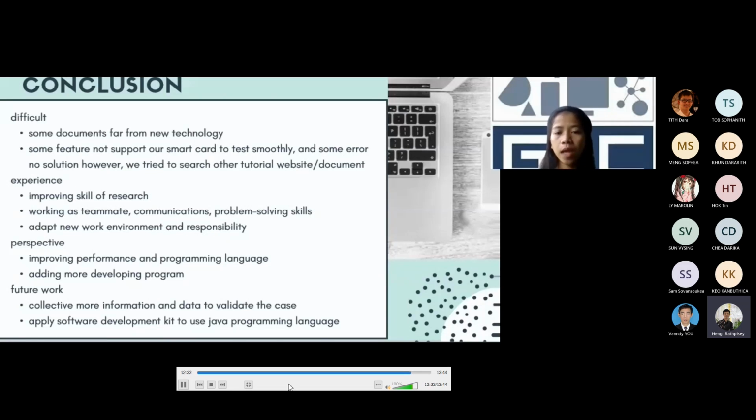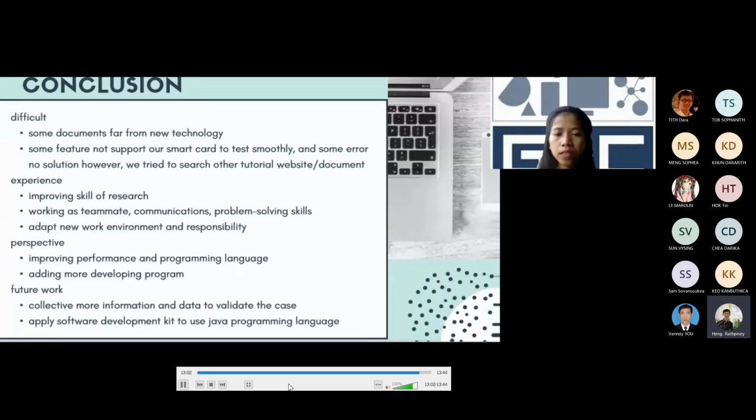Another experience is that after I joined, I improved my research skills, and I can work in a team and communicate, especially in problem solving with my teamwork when we test, and I got advice from my teacher, my advisor. Another thing is the new work environment and responsibility that I experienced in my internship.